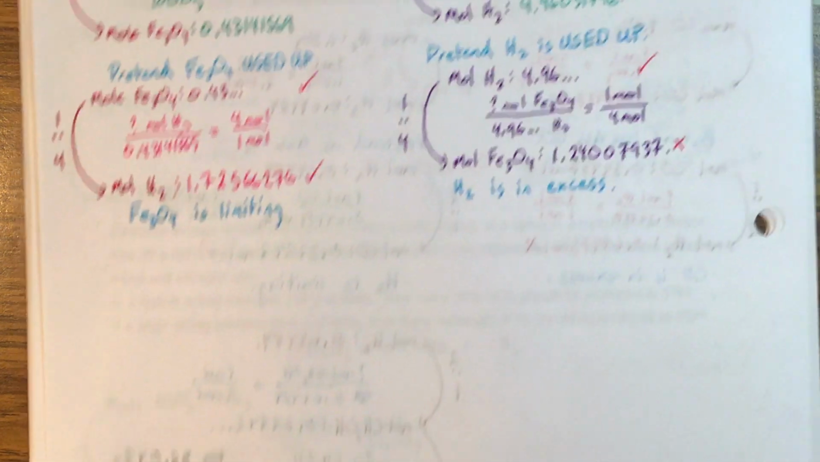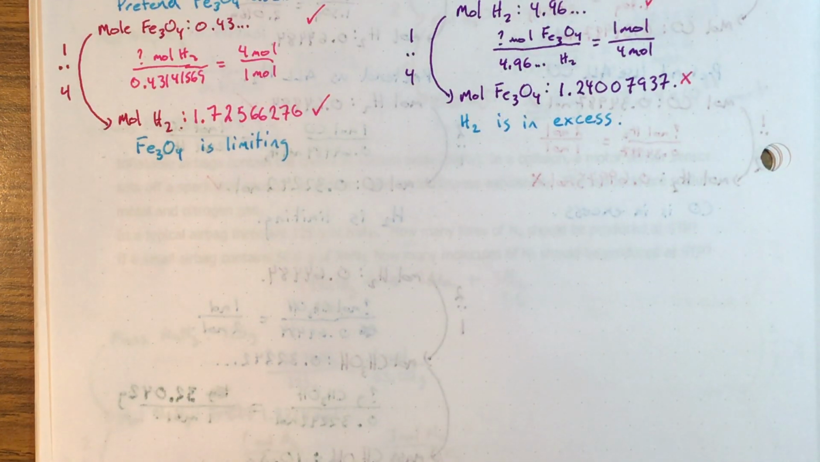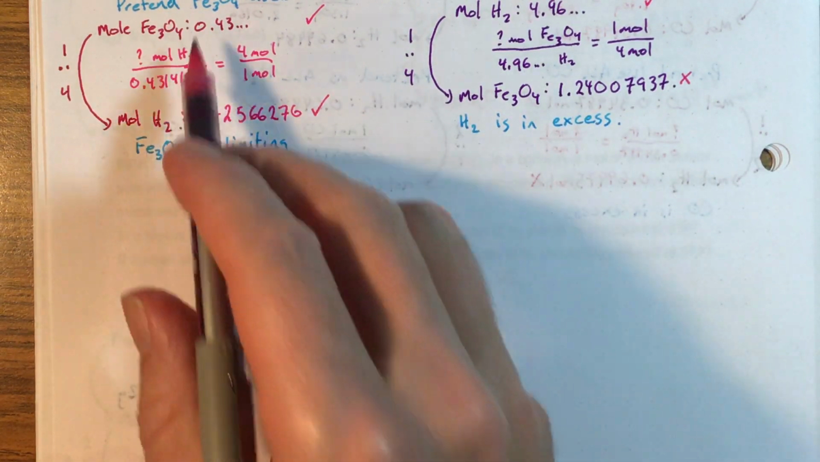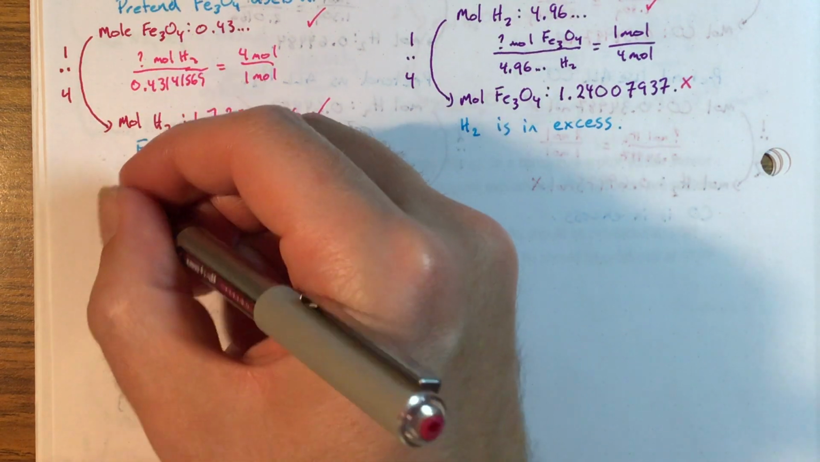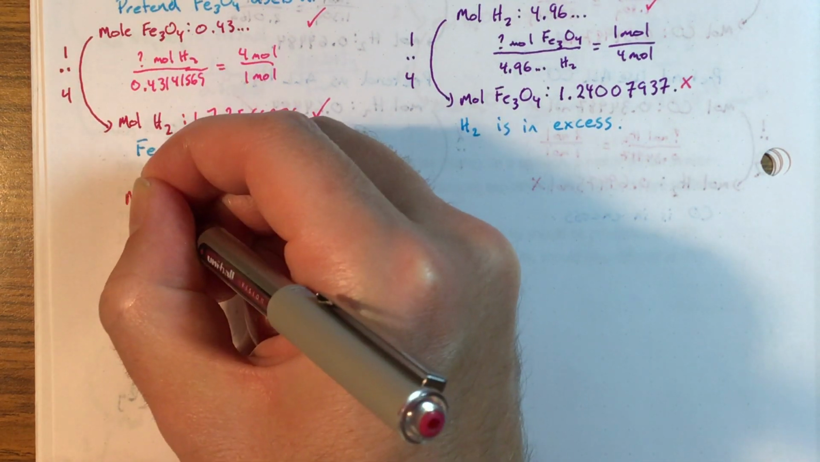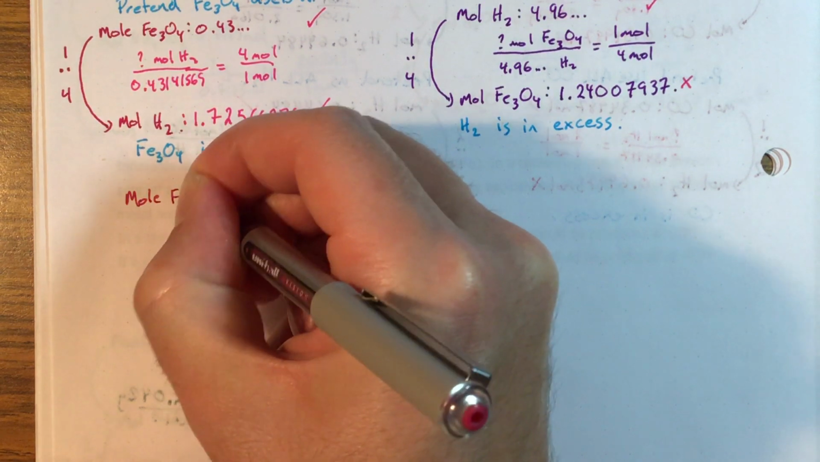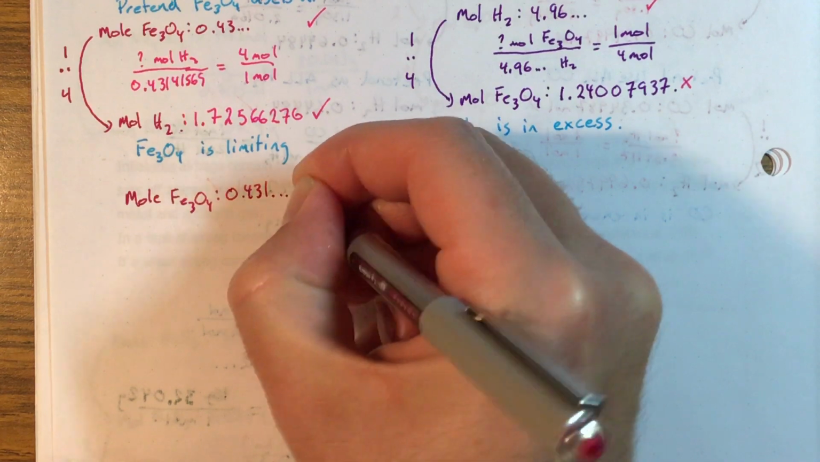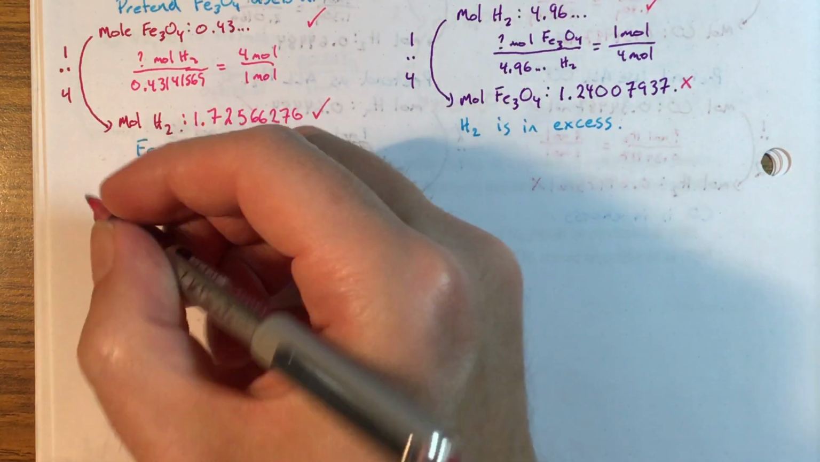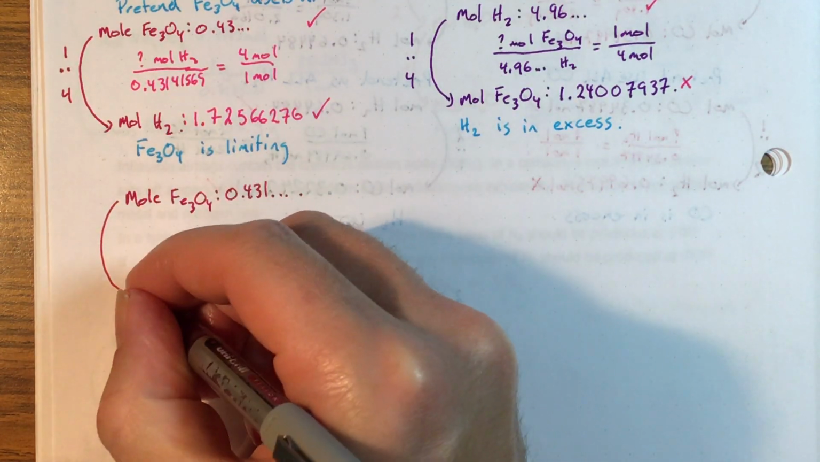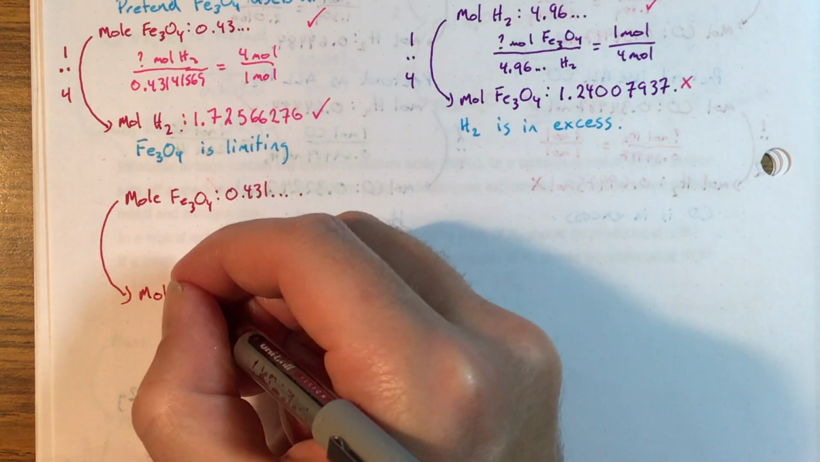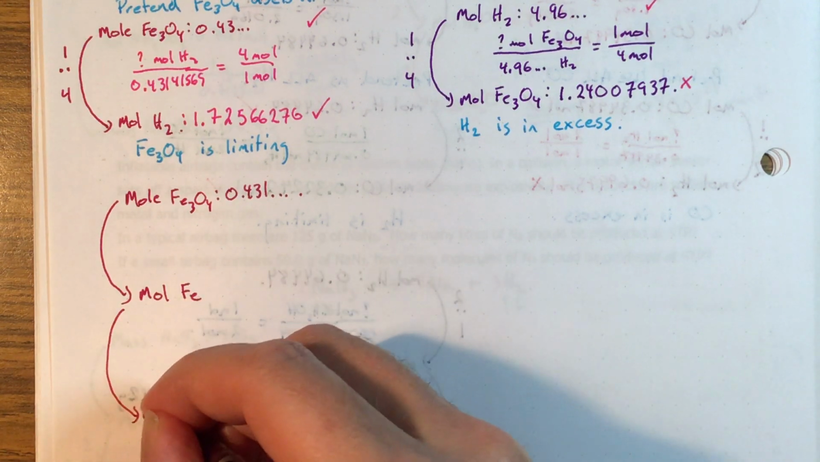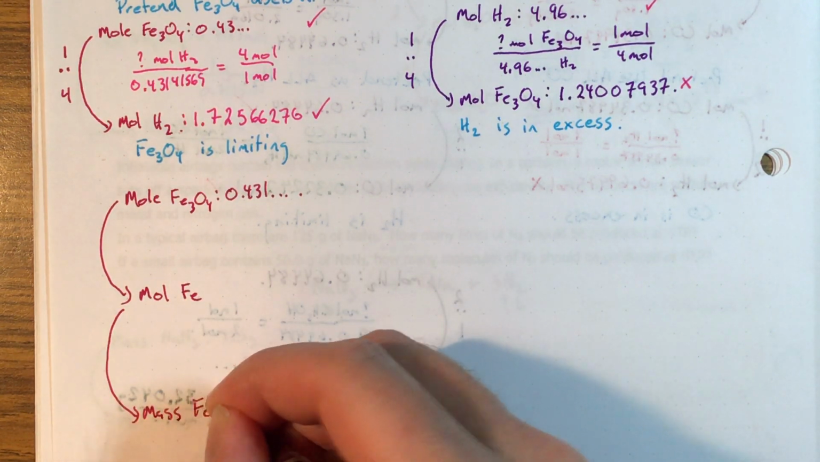All right, so now let's finish off our stoichiometry over here on this side. We always use our limiting reagent, this one, in our stoichiometry. So we're going to go from our moles of Fe3O4, and that's 0.431... It's that number up there. Then we're going to go to our moles of Fe. Then from there, we can go to our mass of Fe.